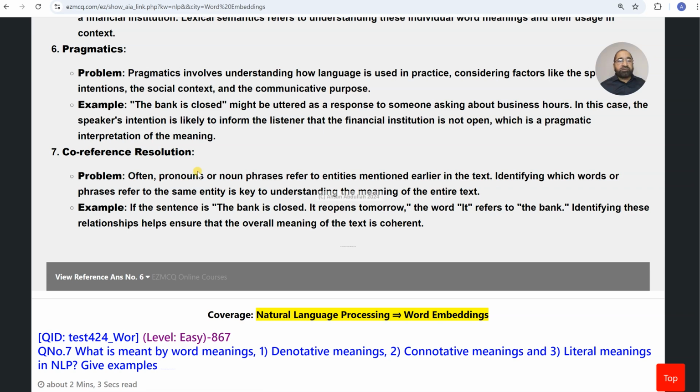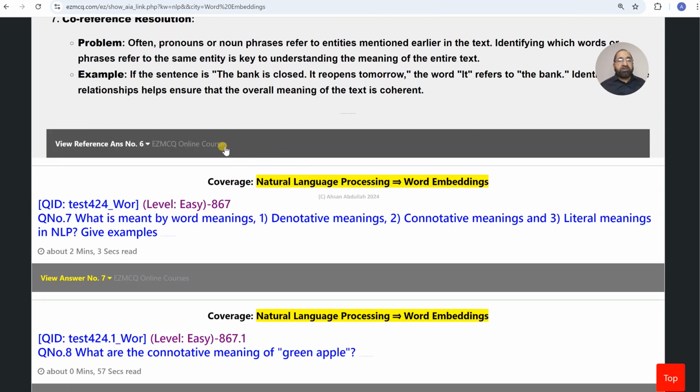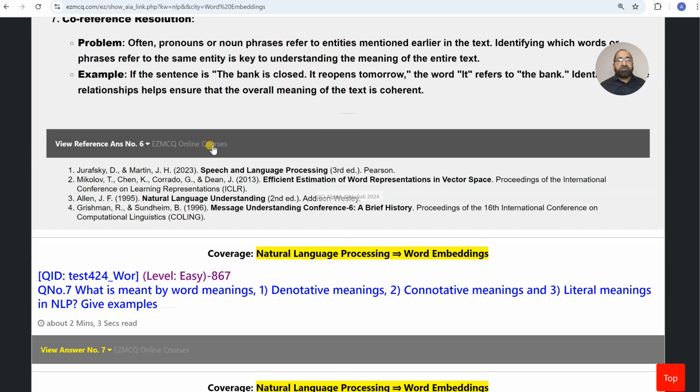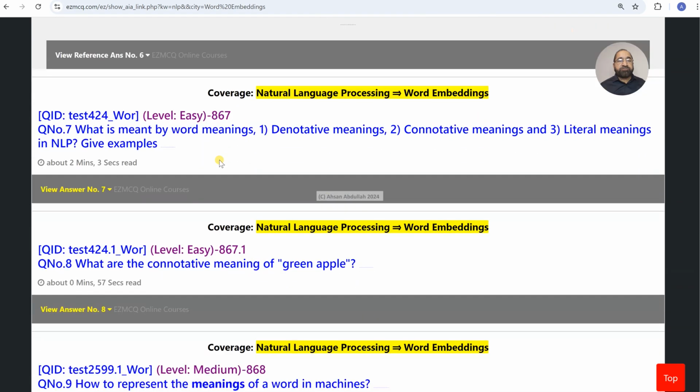Co-reference resolution, right? So if we say that the bank is closed, it opens tomorrow. So it means the bank. It means the bank. It opens tomorrow. And of course, we are keeping it simple, that the bank is the financial institution. Of course, if you're interested in reading more about it, you can click on the references.